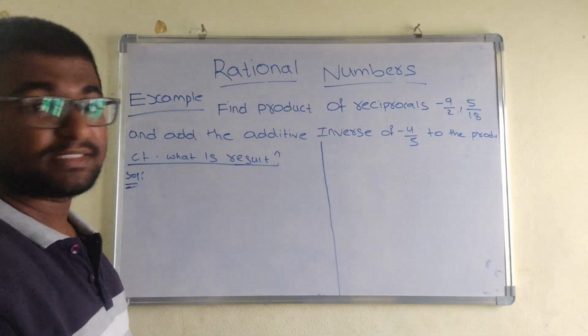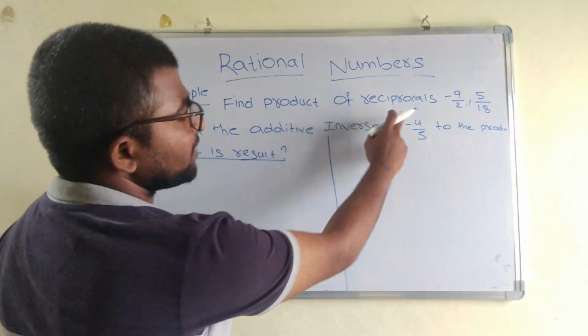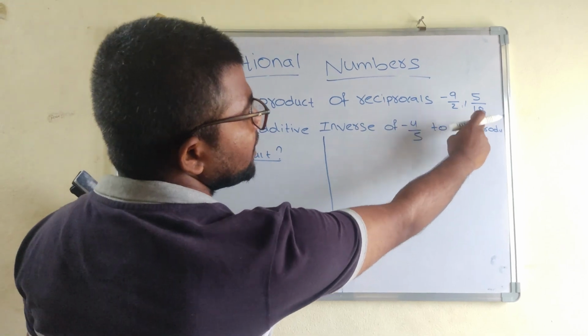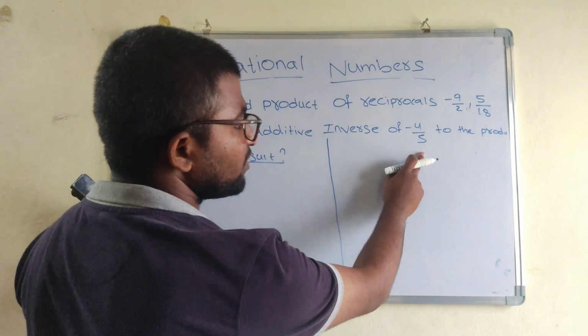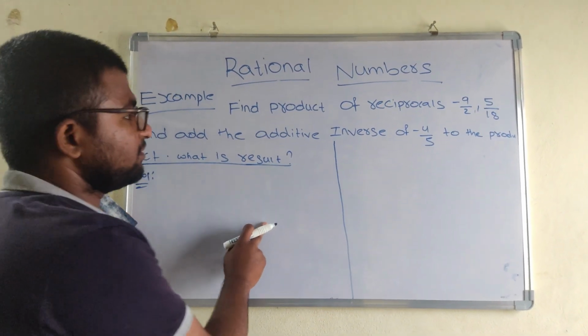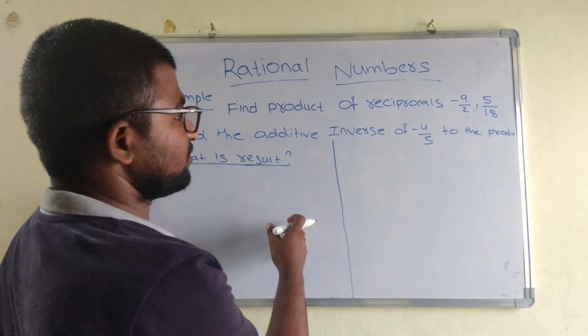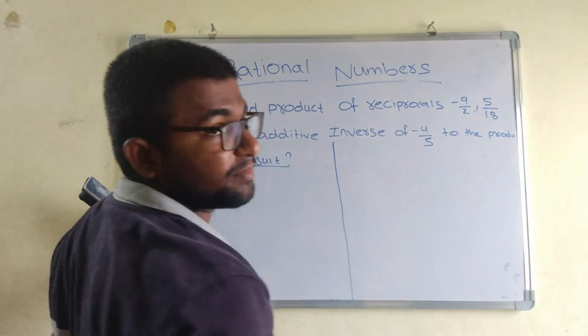Now we are going to discuss another example. What is the question? Find the product of the reciprocals of minus 9 by 2 and 5 by 18, and add the additive inverse of minus 4 by 5 to the product. What is the result? First of all, we need to understand the question. We need to find the product of these two rational numbers.